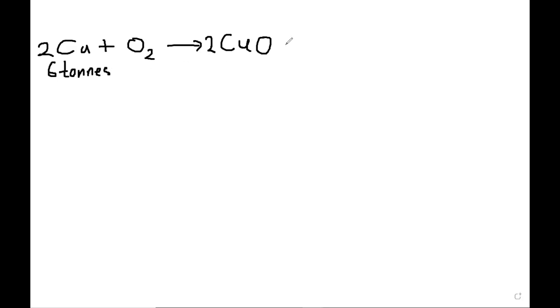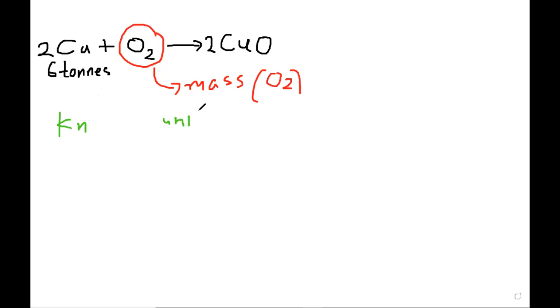And they ask us to find the mass of oxygen that was reacting. Find the mass of O2. So the principle still remains the same regardless of whatever they give you. Just know what is known, and know what is unknown. What is known is the 2Cu, and what is unknown is the O2.